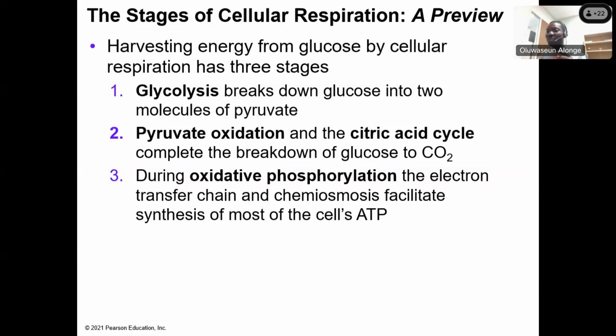But the reason we have to do pyruvate oxidation is because pyruvate cannot enter the citric acid cycle. So we need to change pyruvate into the molecule that is ideal for the citric acid cycle. I'll talk about that. Then the last one is the electron transport chain or oxidative phosphorylation. So let's go and look at each of them.